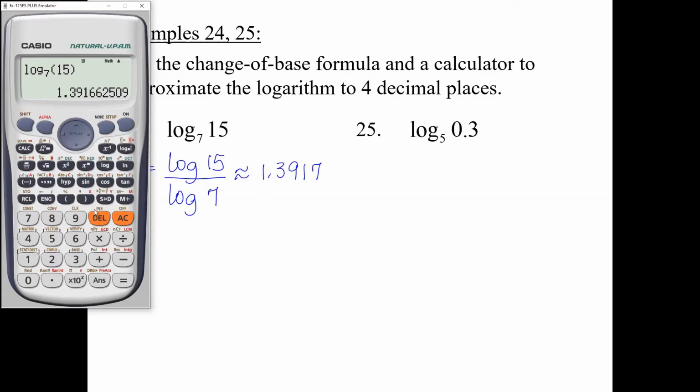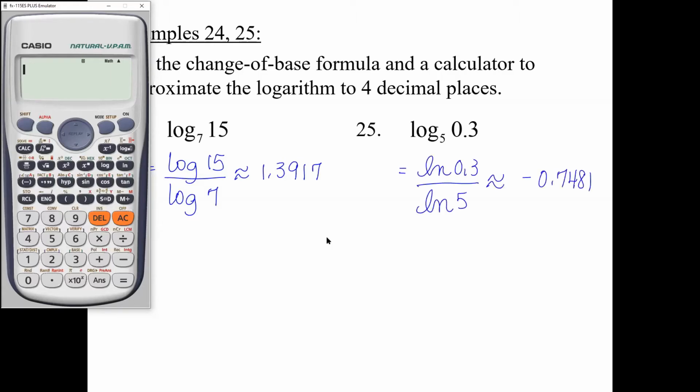Log base 5 of 0.3. I'm going to clear this. Now, we can do that, or we can do this: 5, over, 0.3, equals. Okay. Much simpler if you have this log base of argument key.